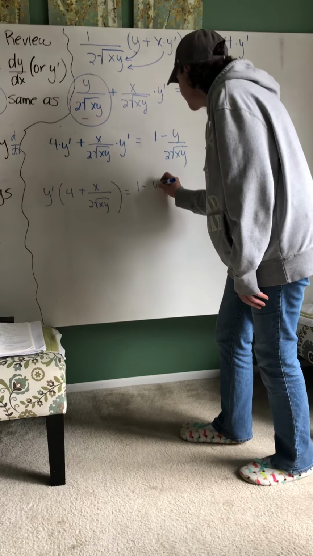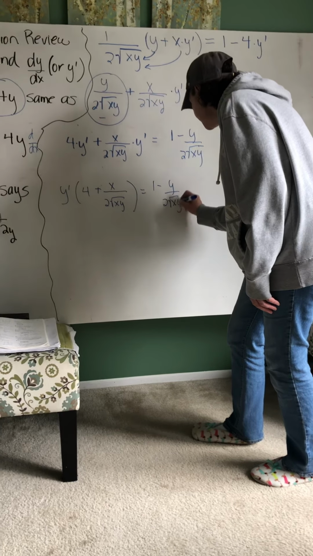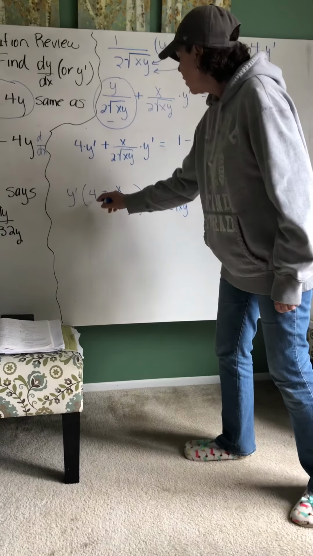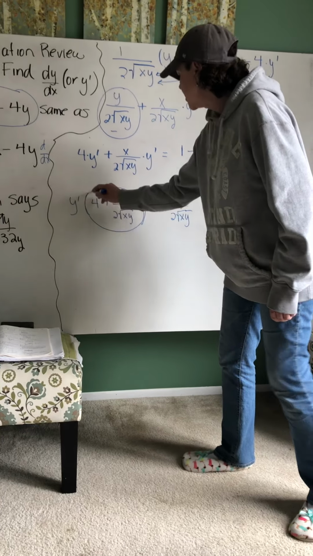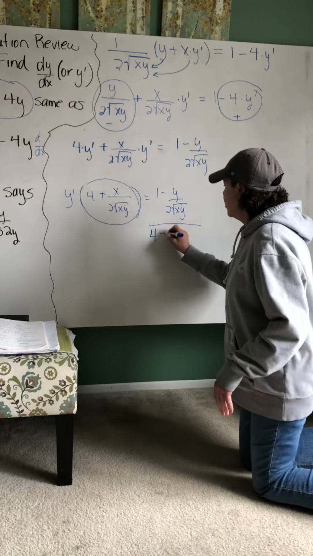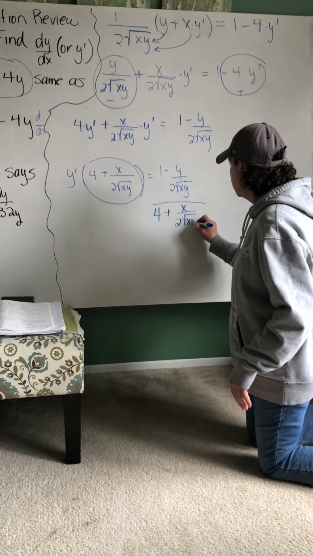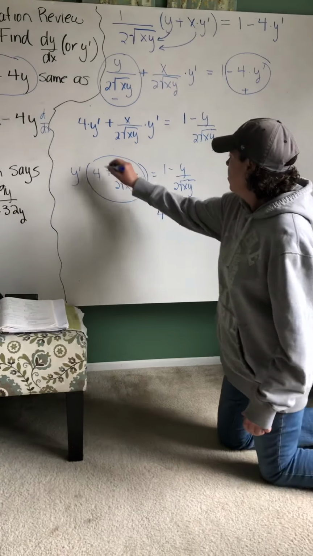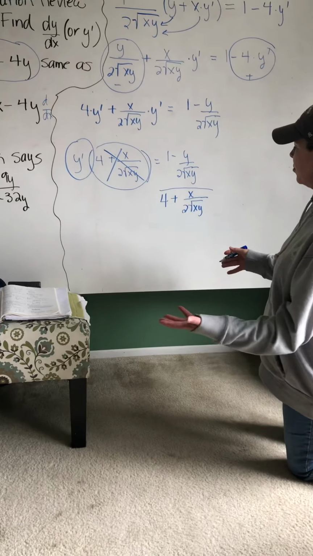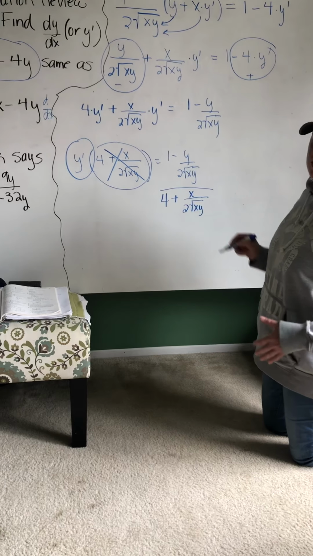And the right is still not changing. There we go. So to get y prime alone, all I have to do is divide by this expression here. I'm going to come on down here. So when we're done, what we have is y prime equals this totally ugly expression right here.